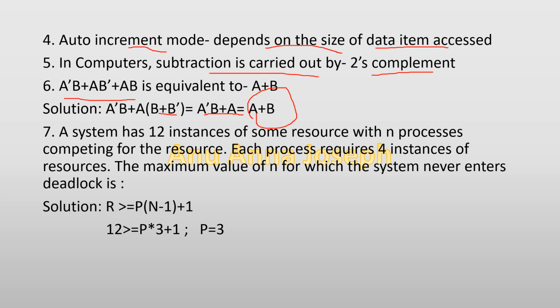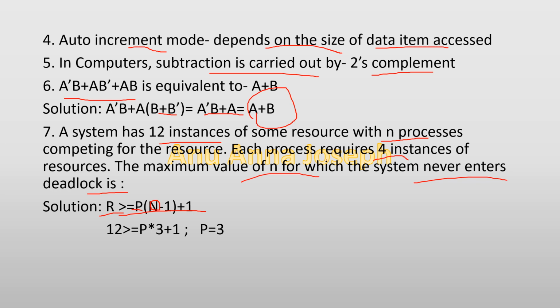Another question is: a system has 12 instances of resources with n processes. Each process requires 4 instances of resources. What is the maximum value of n for which the system never enters deadlock? So the equation is R greater than or equal to P into (n minus 1) plus 1. Here n is the number of instances each process requires, P is the number of processes, and R is the total instances of resources. So 12 must be greater than or equal to P into 3 plus 1. By solving this, the maximum value of P will be 3.